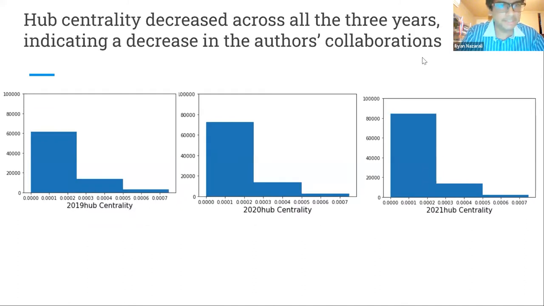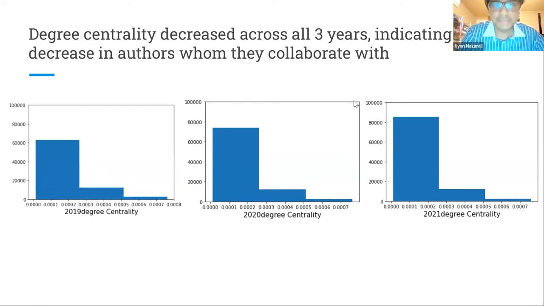A similar finding was found for hub centrality. The x-axis represents the hub centrality and the y-axis represents the frequency at which the hub centrality occurs. As you can see here, there is also an increase in really small hub centrality values, indicating that hub centrality decreased across all 3 years, indicating a decrease in the authors' collaboration circles, a decrease in connectivity. And degree centrality also decreased across 3 years, indicating a decrease in the authors that authors were previously collaborating with, as indicated by the x-axis representing different degree values, and the y-axis representing the frequency as indicated before.